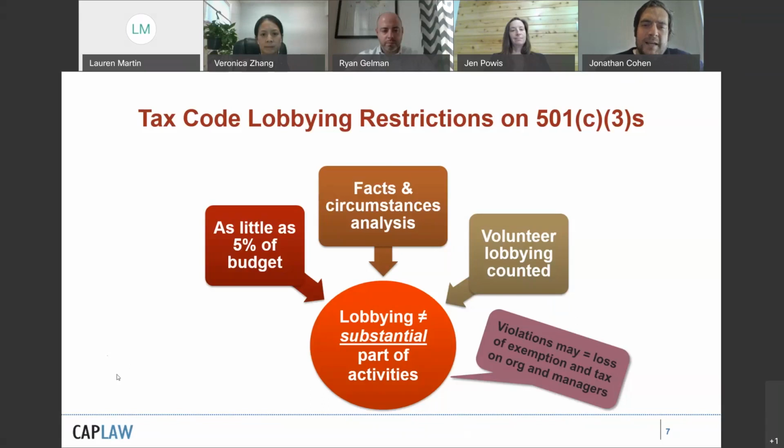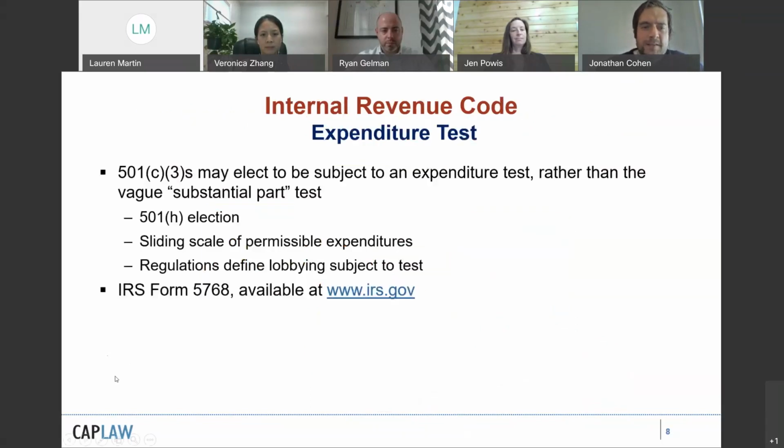If we go to the next slide, that was the substantial part test. There's also another test, if organizations want a little more clarity on the type of lobbying they can engage in and how much lobbying they can engage in, called the expenditure test. It's also called the 501(h) election. Organizations can make this election using an IRS form, and they can make it from year to year. It's not the type of election you make and are always bound by. You can make it on a year-to-year basis.